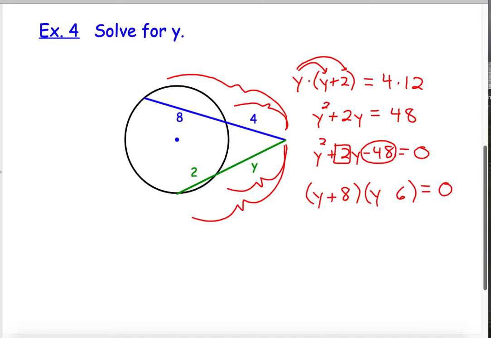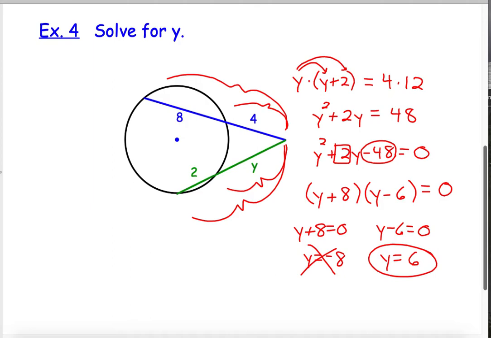And if the 8 is positive and the 6 is negative, if I distribute, or FOIL, I'll get y squared plus 8y minus 6y, and those are like terms, which will give me 2y, and then minus 48. So that means that either y plus 8 is going to equal 0, or y minus 6 is going to equal 0. If y plus 8 is 0, that would mean y is negative 8. But wait a minute, y represents the length of a segment, so that's impossible in this example. And if y minus 6 equals 0, that means y is equal to 6.